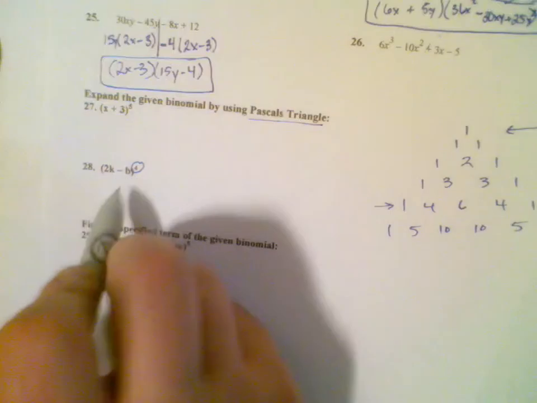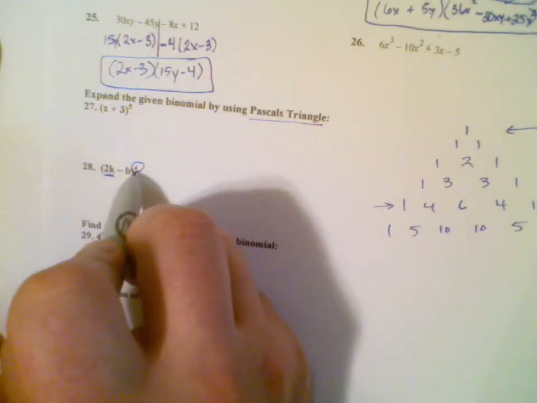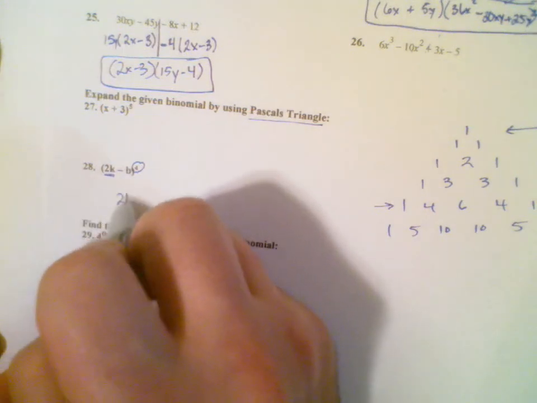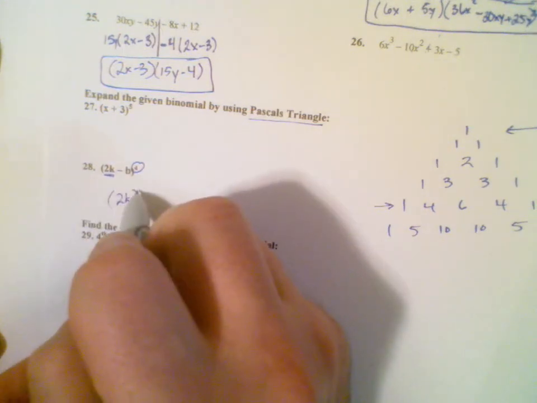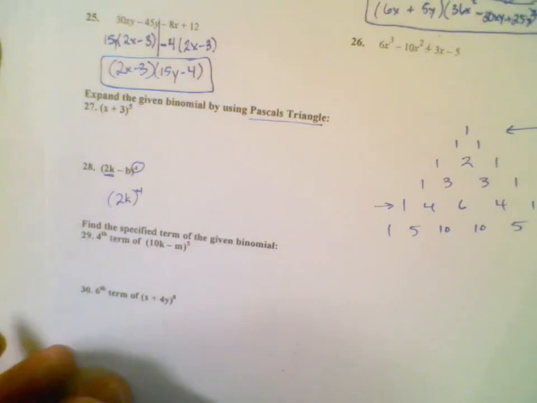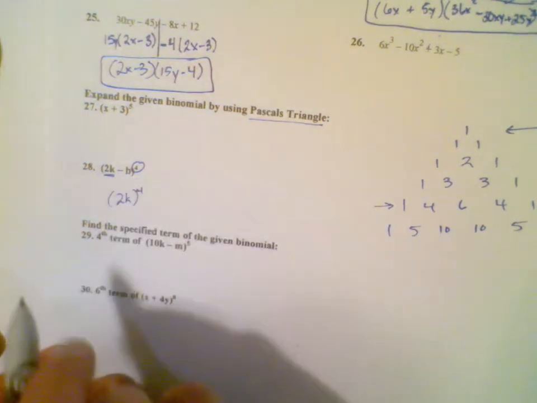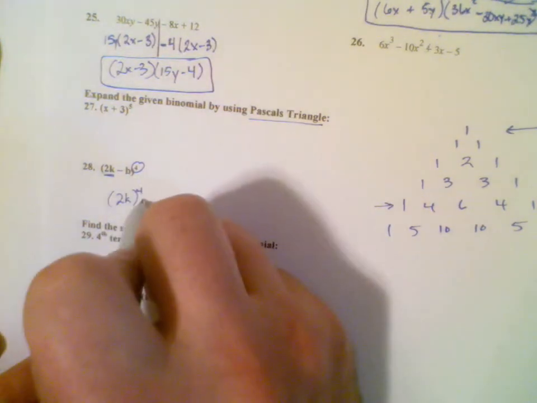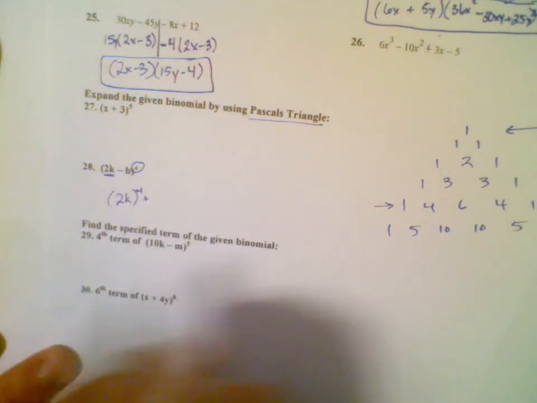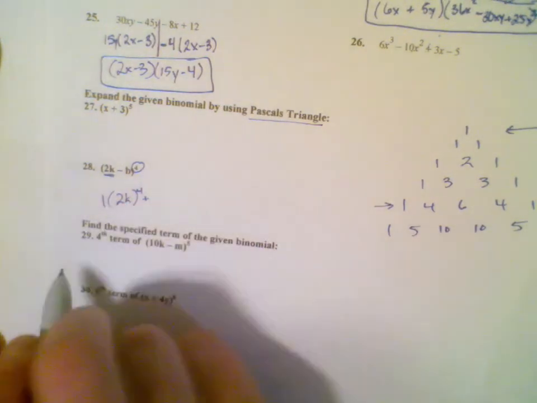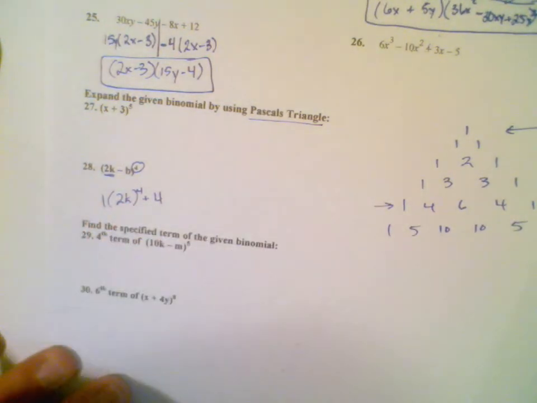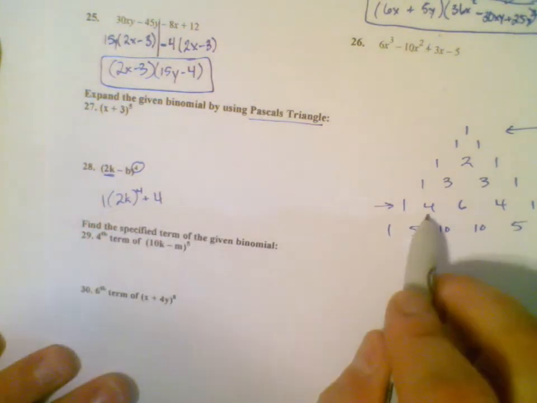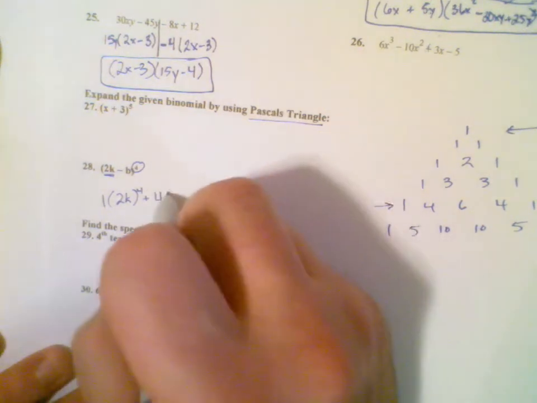So the first term is always the first term to the 4th power, first term to the nth power. So 2k, I have to put it in parentheses to the 4th power. And the second term is where that second term comes into play. And then we use Pascal's triangle's number. This should actually be a 1 out front. We don't ever write that. It's not really necessary. So the second term, I go to the 4 right there.